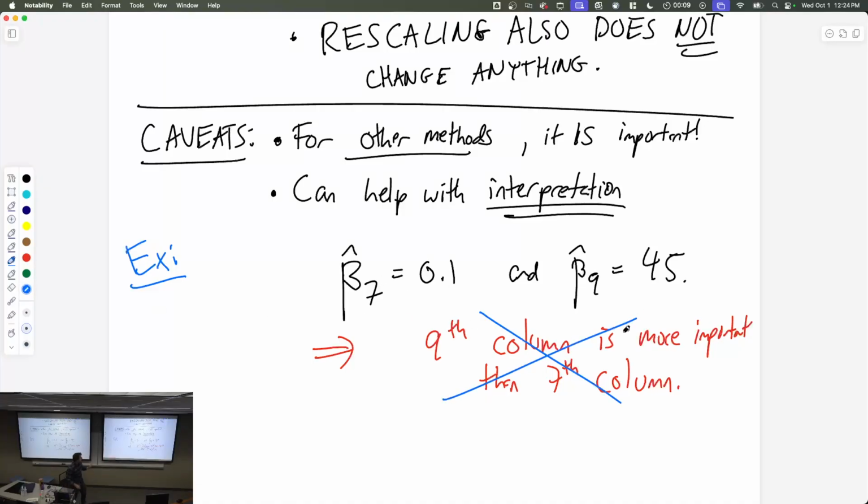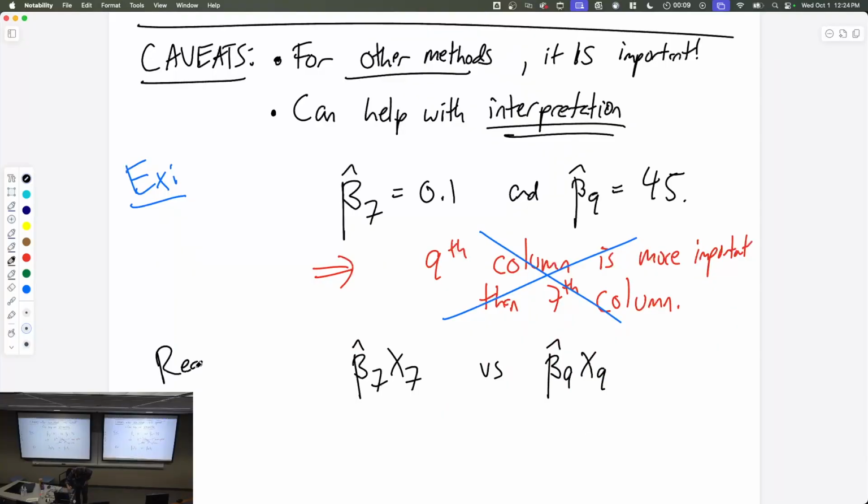The thing you would need to do to check is see which is bigger. To actually see which is more important, you have to compare beta hat 7 times x7 versus beta hat 9 times x9. So the real comparison that you need to make is which of these is bigger. The total prediction is the sum of all of these things, and so it could be that this term is bigger, it could be that that term is bigger. Comparing the beta hats on their own without the x's is kind of meaningless.